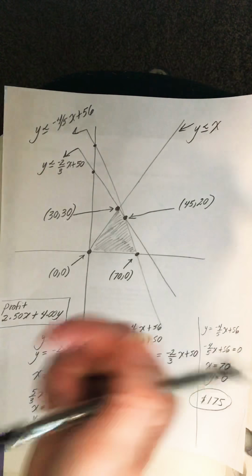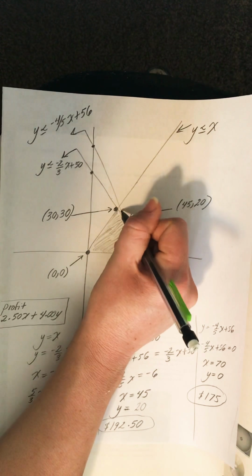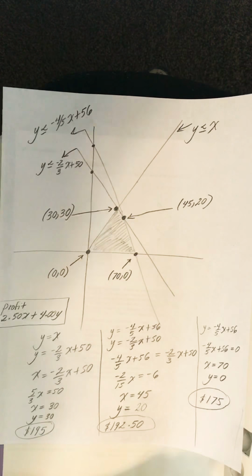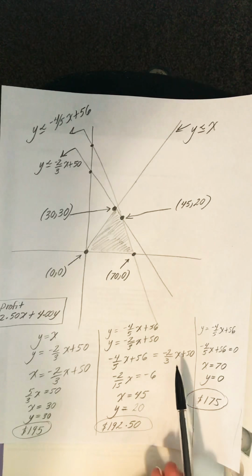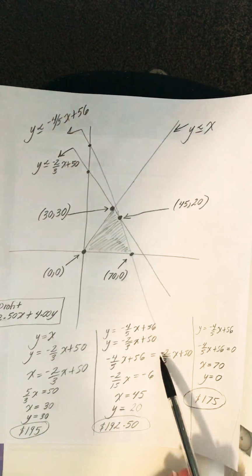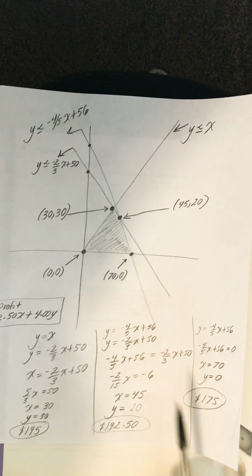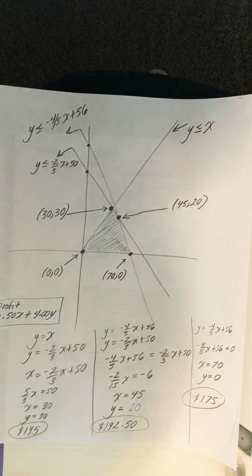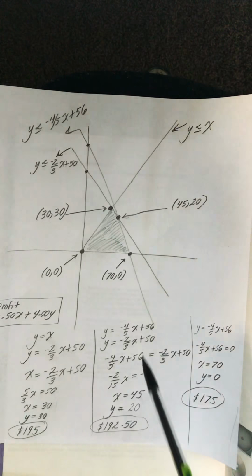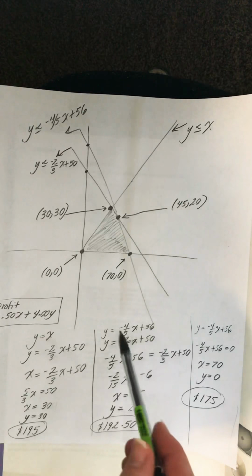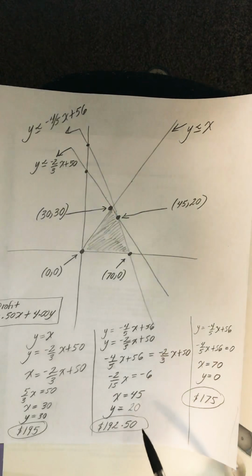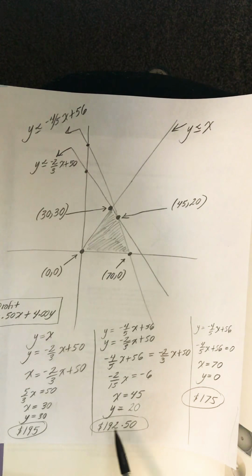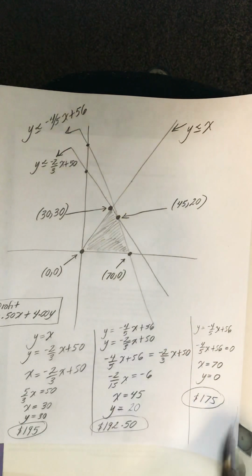Okay, then our other vertex right here. Notice that's this line and this line intersecting, and I've written those two lines down. So I set them equal and solve for x. I added 2/3 x over and subtracted 56 over, giving me this. Then I solved for x, multiplying by 15 and dividing by negative 2, so I got x equals 45. I then plugged it into the top equation and solved for y, so I get y equals 20. When I plug it into my profit true statement, I get $192.50. So that's our next vertex.